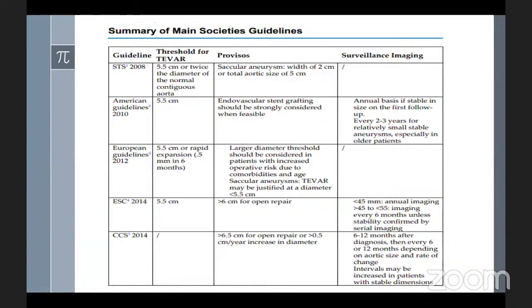And for the yearly surveillance imaging, if the size is stable, we can do it every 1 year, and if it continues to be stable, every 2 to 3 years. And the Canadian guidelines say 6 to 12 months after the diagnosis, and then every 6 to 12 months, depending on the size, if it's stable or it's increasing in size.